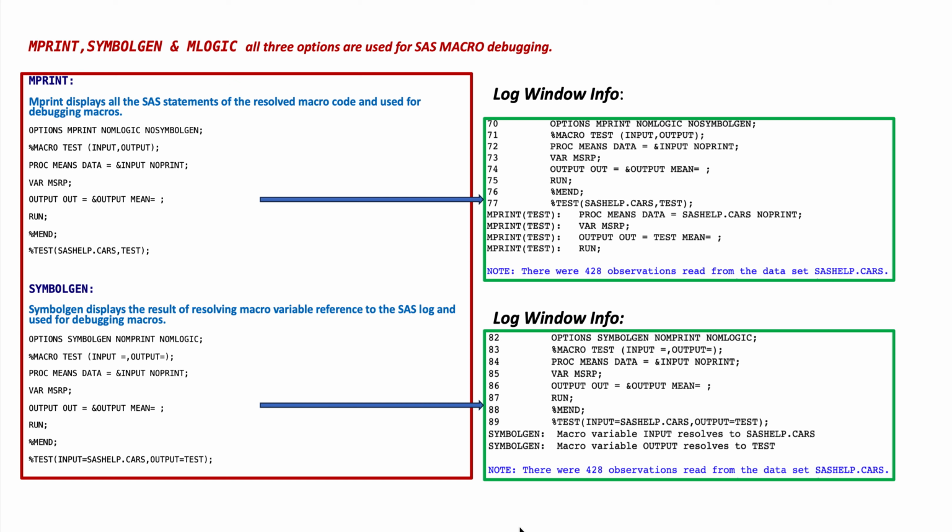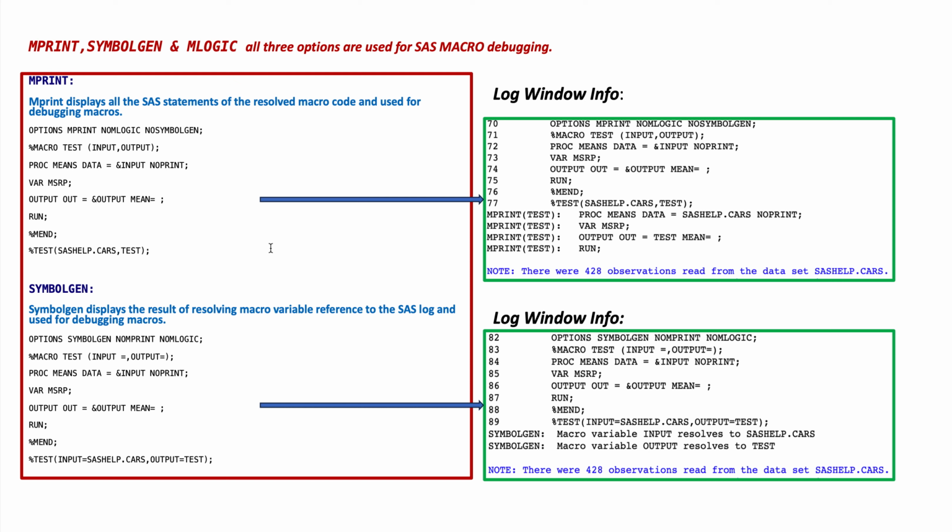First one is MPRINT. MPRINT displays all the SAS statements of the resolved macro code and is used for debugging macros. That means MPRINT is used for debugging macros and it displays all the SAS statements with resolved macro.